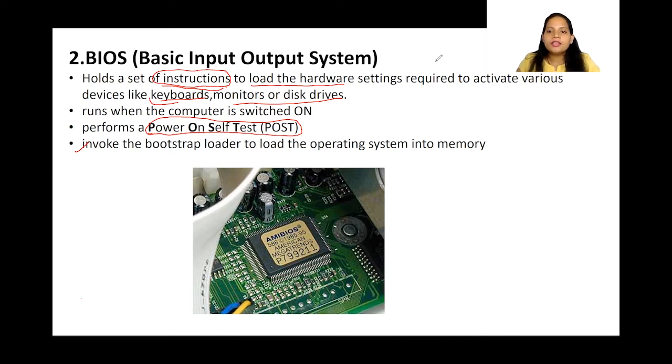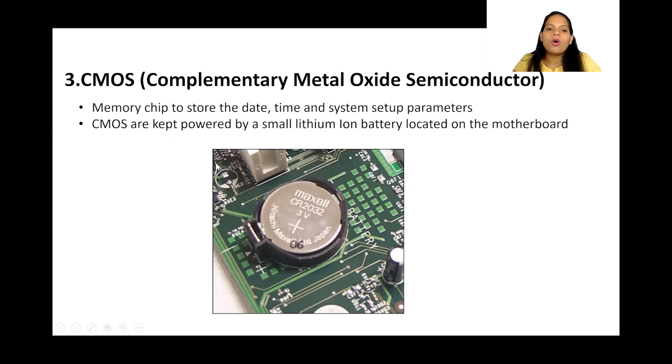So this is the second component which you have seen. The first one was the CPU, the second one is the BIOS. The next one is CMOS, or complementary metal oxide semiconductor. Now what does this do? This is a memory chip to store the date, time, etc. and the system setup parameters.